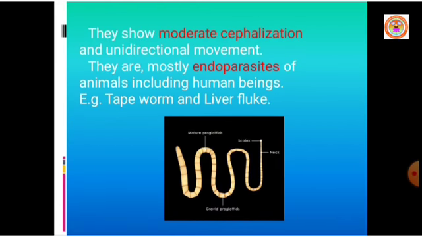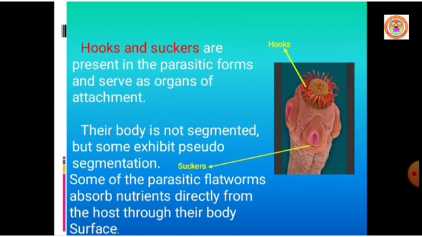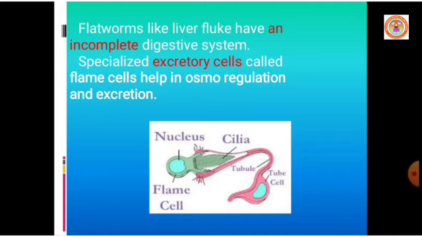However, flatworms like liver fluke have a complete digestive system. Specialized excretory cells called flame cells are seen. They help in osmoregulation and excretion. The specialized excretory cells are called flame cells. It's a one word question, children.